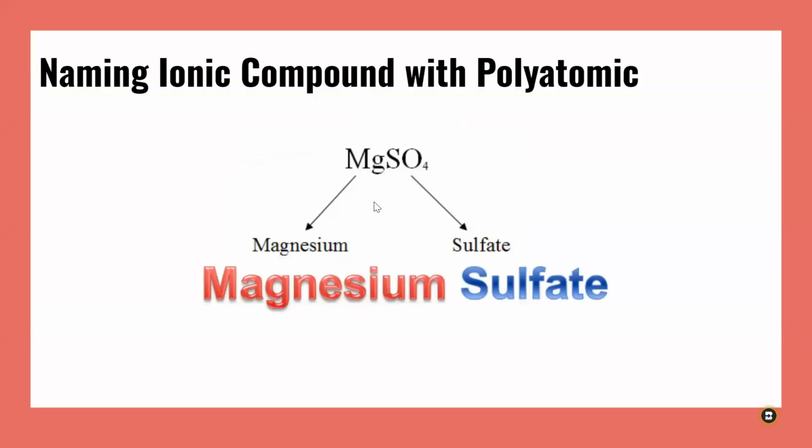Then for this one, name an ionic compound with a polyatomic ion. You name the magnesium. Mg2 plus is the cation, sulfate, SO4 2 minus, magnesium sulfate. You name the cation, you name the anion, okay? And we saw how to figure out what to do with a transition metal.